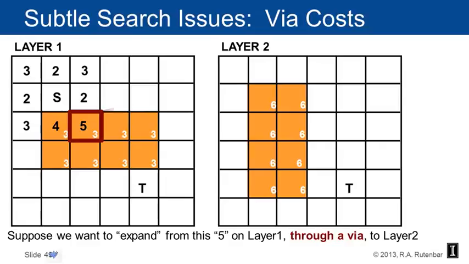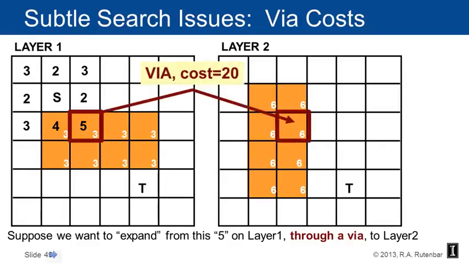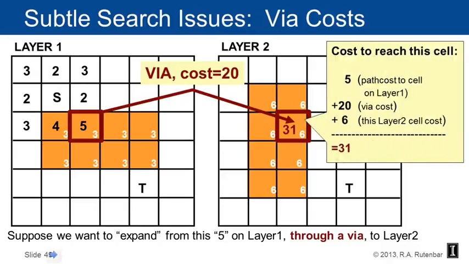So I have a question here. What does it cost to get to that cell? What does it cost to get to the same cell, 3 rows down from the top, 3 columns over from the left in layer 2, if we expand from the cell that costs 5 in layer 1? And the answer is, I need to know what the via costs. So I've got it highlighted here. The via costs 20. So what does it cost to get to that cell labeled 6, because the cost of that cell is 6 in the layer 2 grid? And the answer is it costs 31.